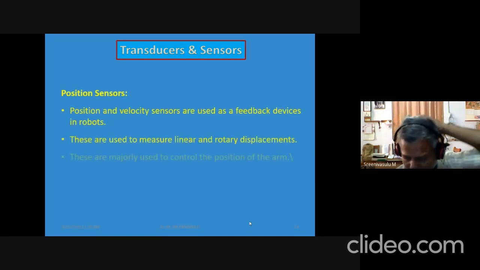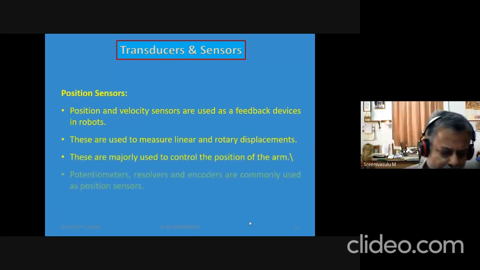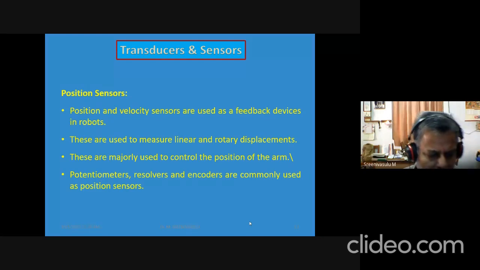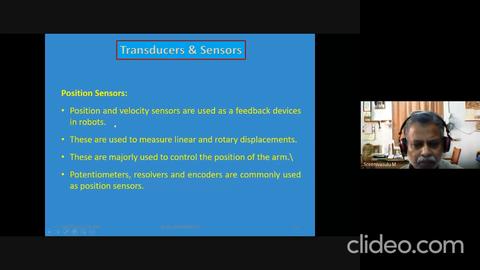Let us move to the position sensors. Position and velocity sensors are used as feedback devices in robots.